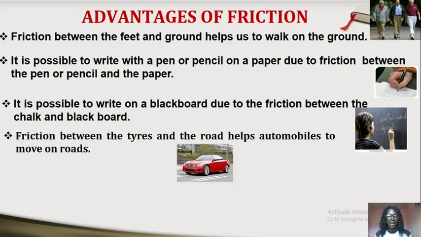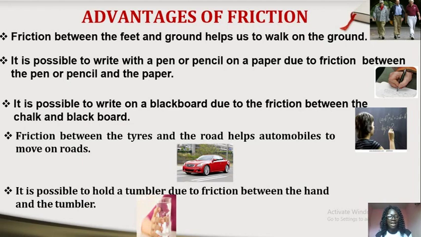And we have our tire, we have our automobile. The friction between the tire and the road helps the automobile to move freely on the road. So our tire is a rough surface, and the road is also a rough surface. Because of this friction, it enables the car to move. So you see, friction is very important in our everyday life.